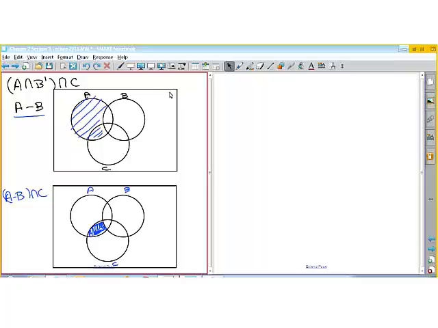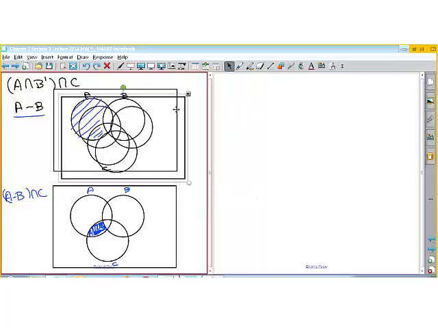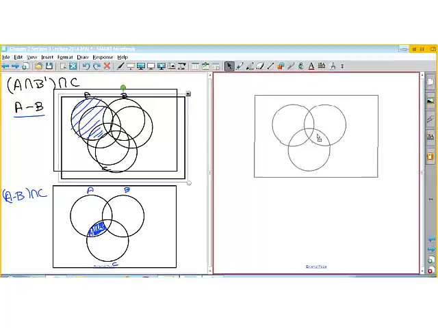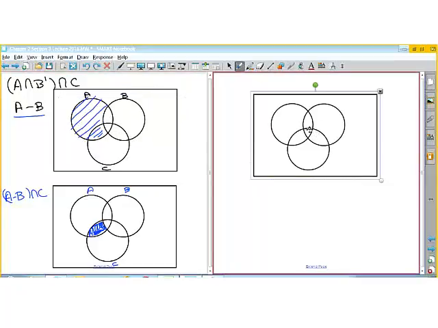Okay, let me clone this thing. Clone. What about this little area right there? Anybody have any idea what that is? So that's A intersect B intersect C. That's the part of the graph where all of the circles overlap. It's this little shield in the middle.